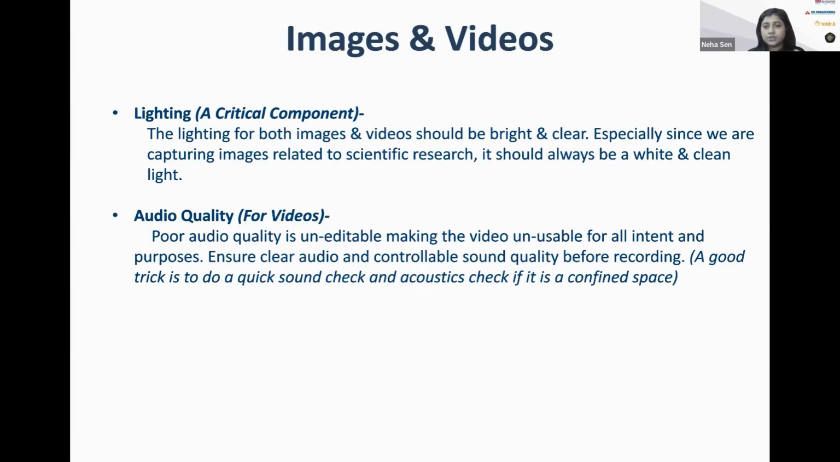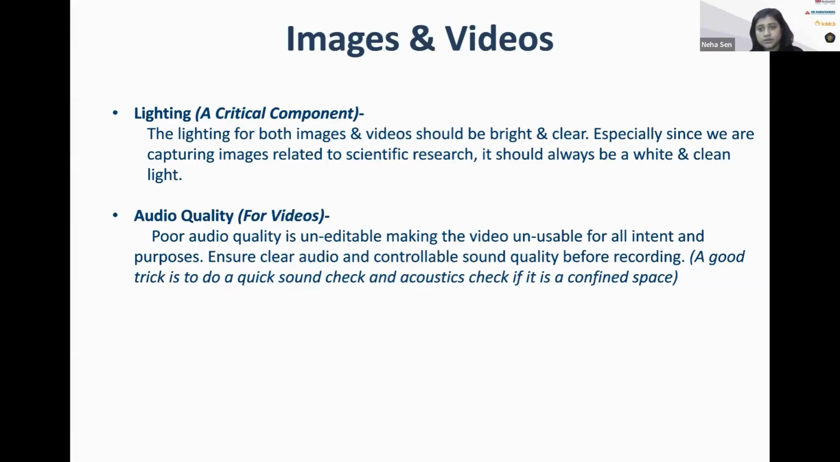They have to be bright, they should be bright, and they should be clear, especially given the fact that this is scientific research. If you're doing something quite moody or arty or creative with a different slant, they can have unique or creative lighting, sepia tones and things like that. But when it comes to research images, it's best to keep them white and clean, the lighting I mean.